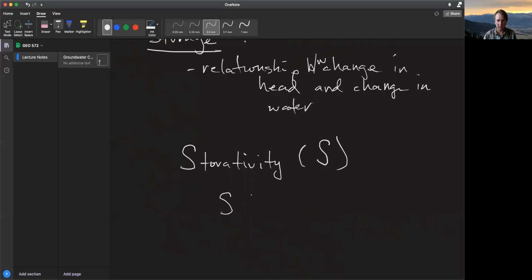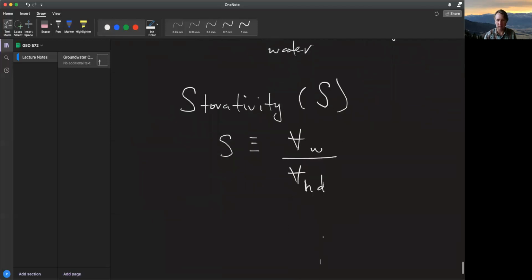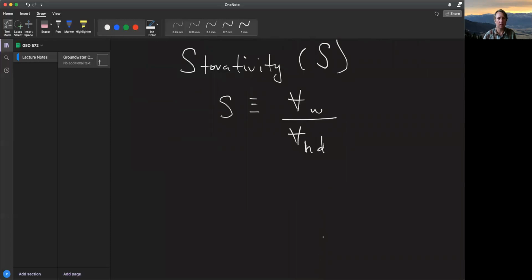And storativity is defined as the volume of water over the volume drained or head drop. So the volume of head drop. Let's talk about what this means. And we'll do it with a little drawing here.